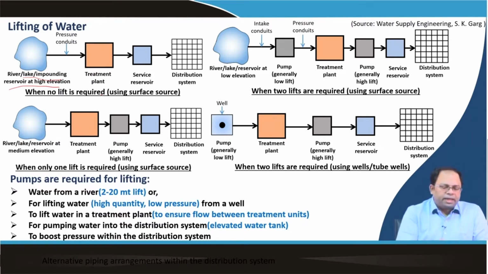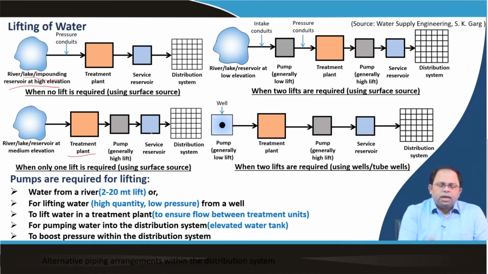For example, there could be a case when only one lift is required, whenever we are using water from a surface water source like a river or a lake or a reservoir. The water may already be at a higher level, from where we can send the water to a treatment plant, and from the treatment plant we want to lift the water to a service reservoir. The reason for lifting the water is because we are taking the water up. Now, if we connect a distribution network, that means a network of houses connected with pipelines, then from this service reservoir or overhead tank, the water will automatically flow into this distribution system.